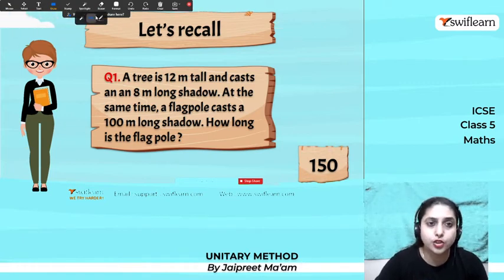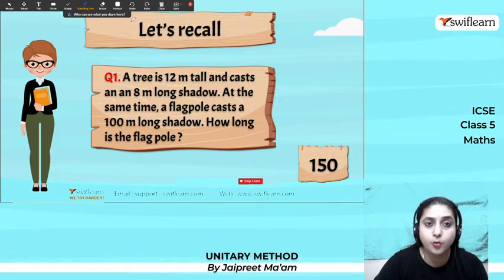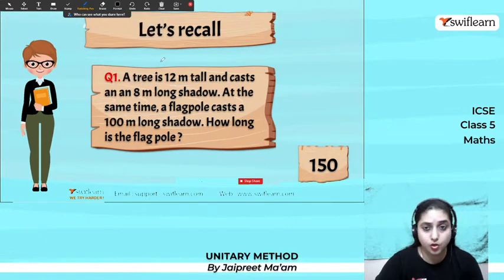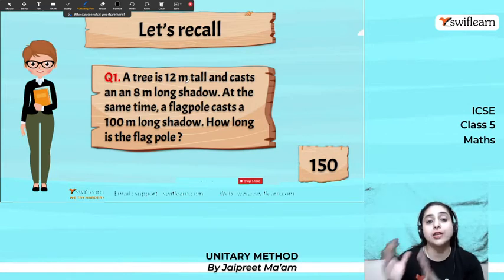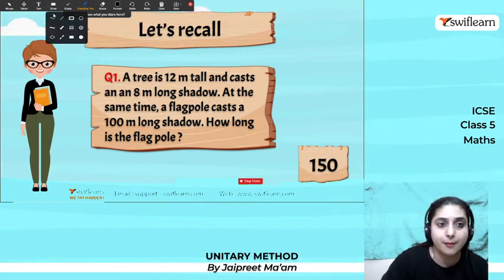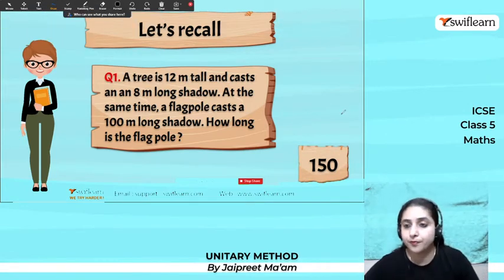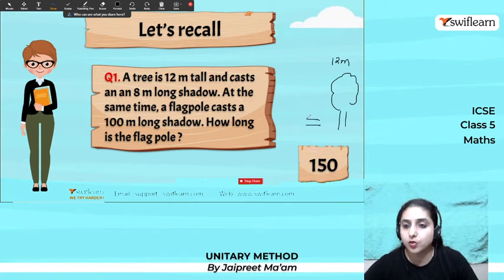So what is the question here? The question is, a tree is 12 meters tall, and it casts a shadow of 8 meters long. For example, if it's a tree and it is 12 meters tall, and it casts a shadow of 8 meters.